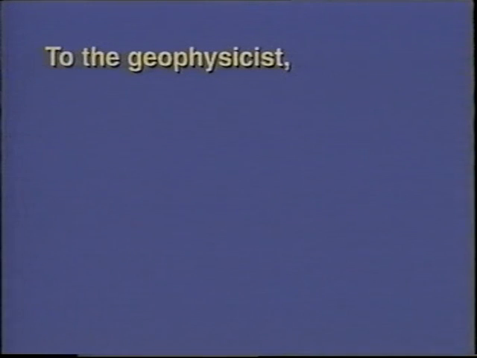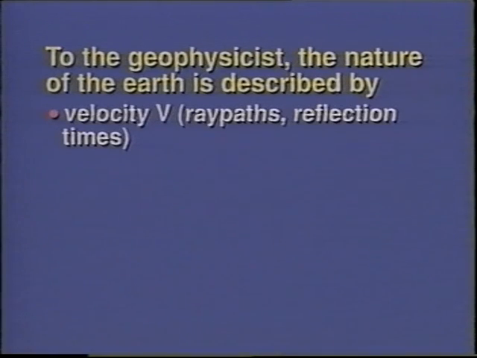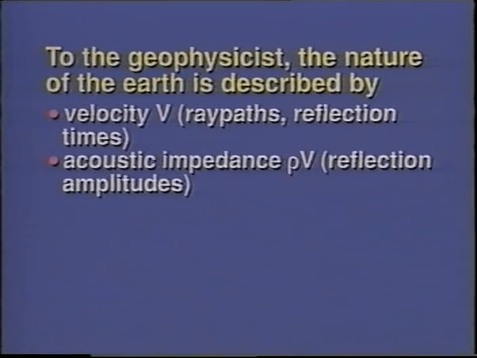So let's look in more detail at that important middle ground between geology and geophysics. Let's talk first about structure, the traditional service of geophysics to geology. To the geophysicist concerned with structure, the nature of the Earth is described by two quantities: velocity, because velocity defines the ray paths and the reflection times, and acoustic impedance, because that defines the reflection amplitudes. So velocity, then, and density.